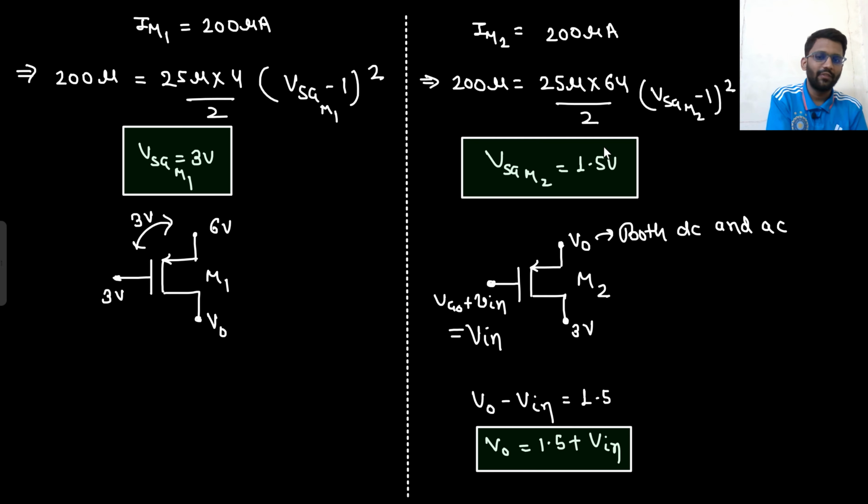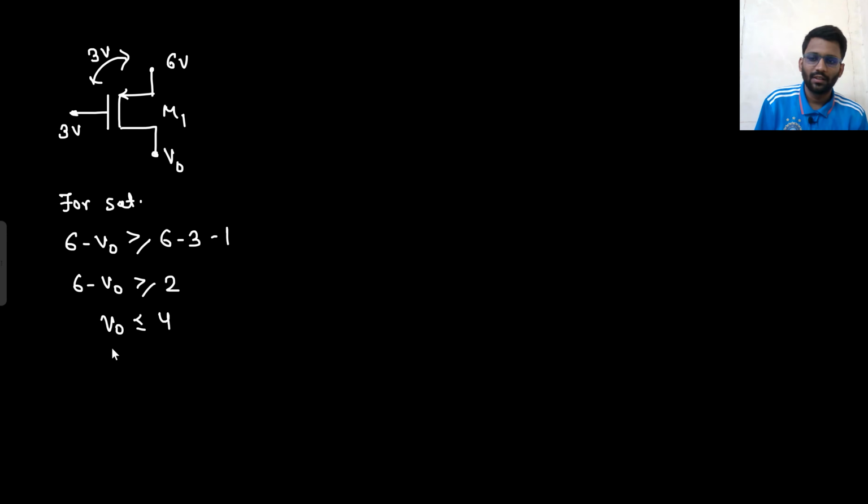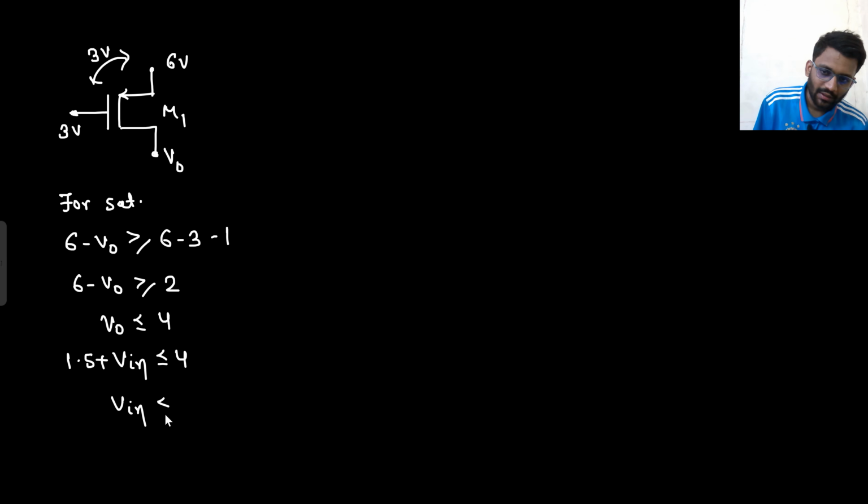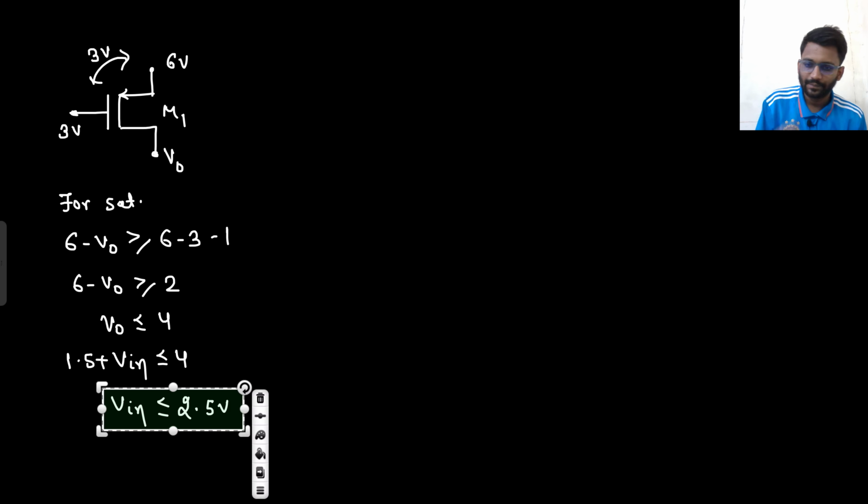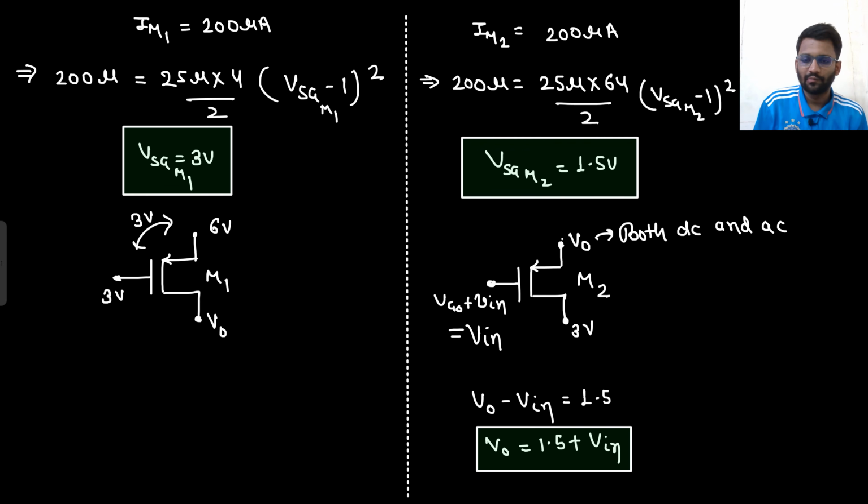You can see it, VSG of M2 is 1.5, source to gate. V naught minus capital V in is equal to 1.5. So V naught would be 1.5 plus capital V in. So capital V in should be less than or equal to 2.5 volt. Right? And what about M0 now?